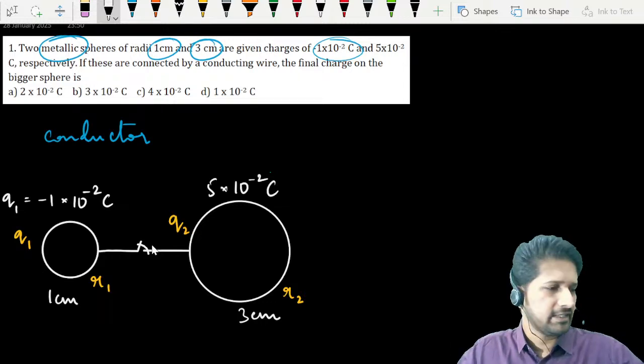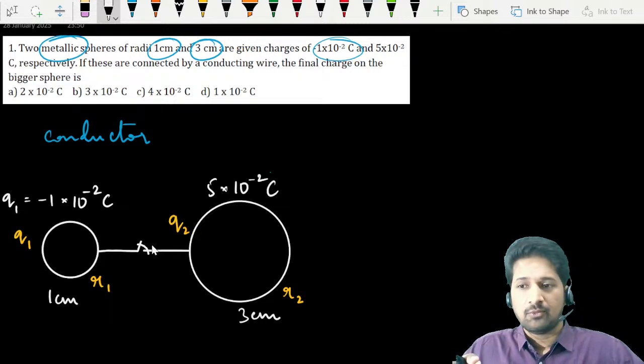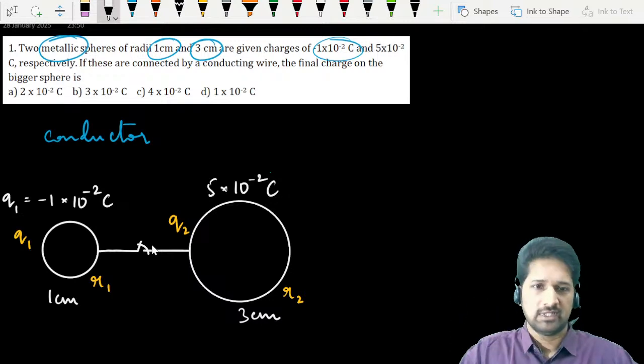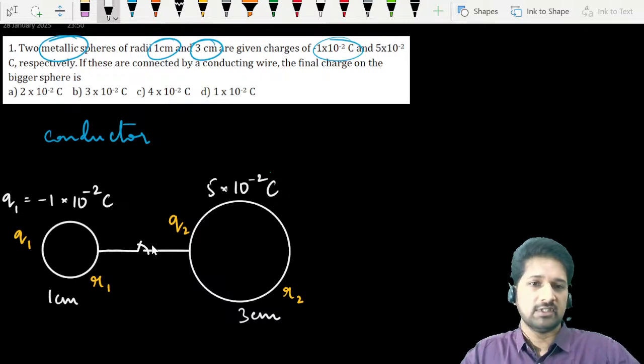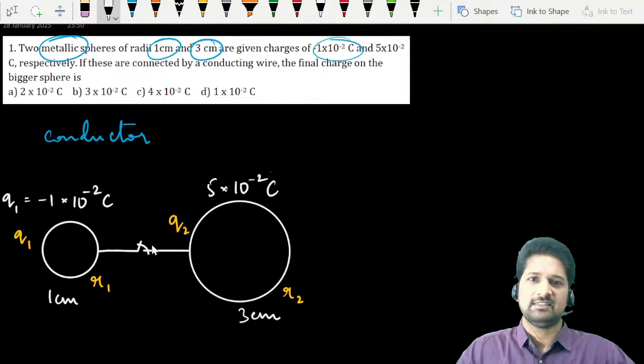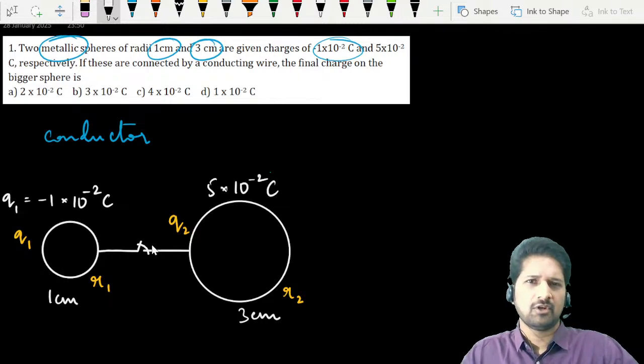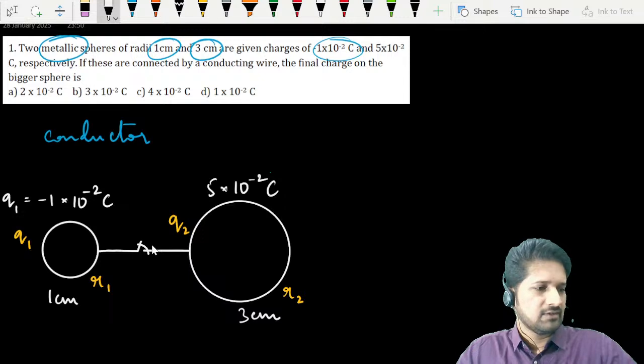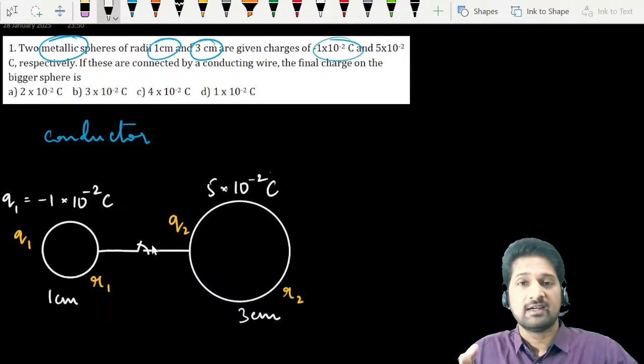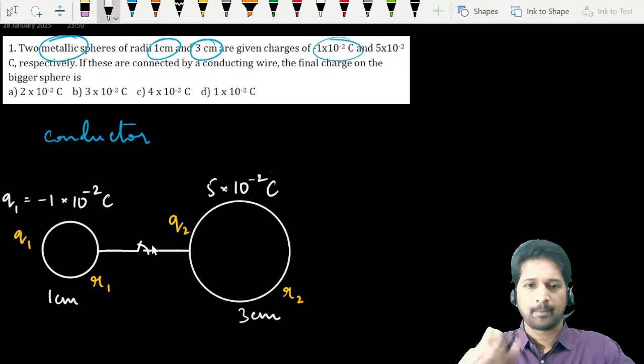Can one of you quickly tell me in the chat, why do charges move from one place to another? Or why should these two spheres exchange any charges? I'll give you all a few seconds. Why will conductors exchange charges?